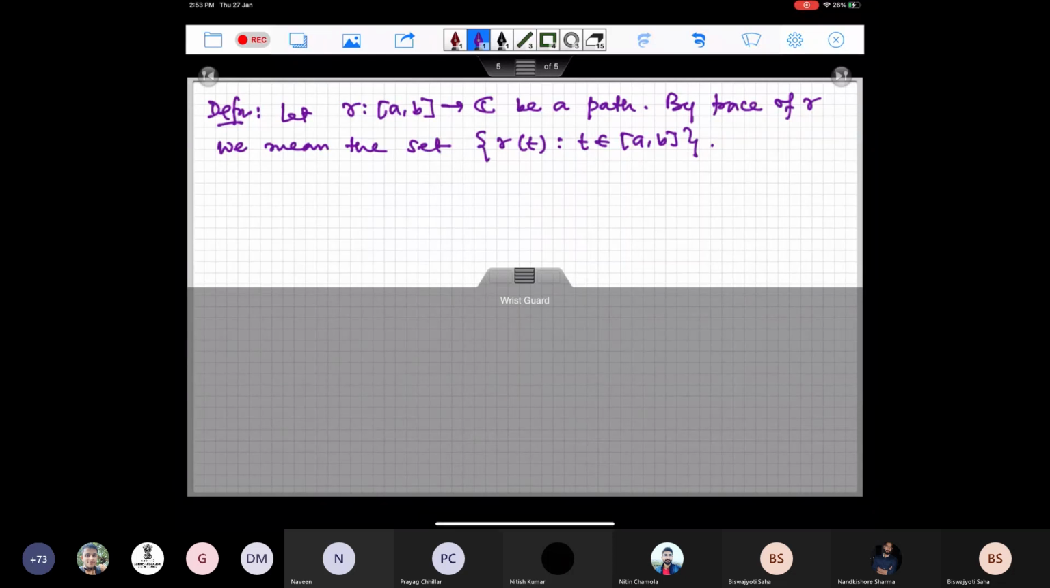So gamma is a path, and the trace of gamma just means the image set in C. Fine. Now I'm going to define what complex integration is. So, definition coming next. Let gamma from the closed interval [a, b] to C be a function of bounded variation. Of course, this is what is needed, because I want to integrate on curves, and for that I must have curves which are of bounded variation.